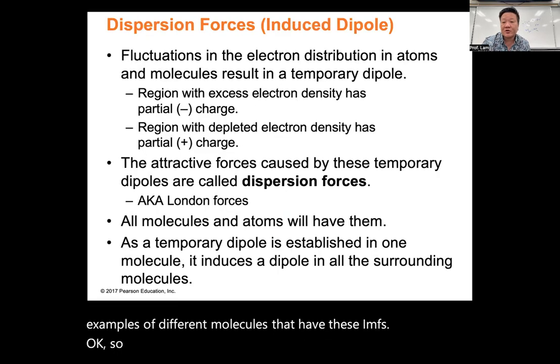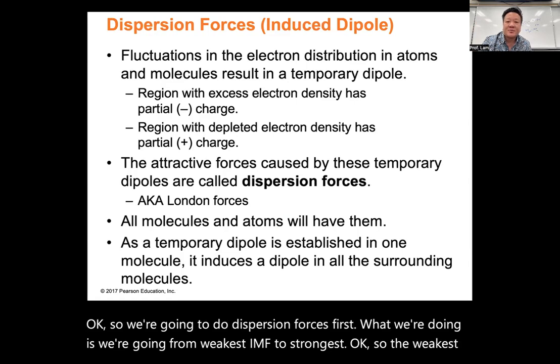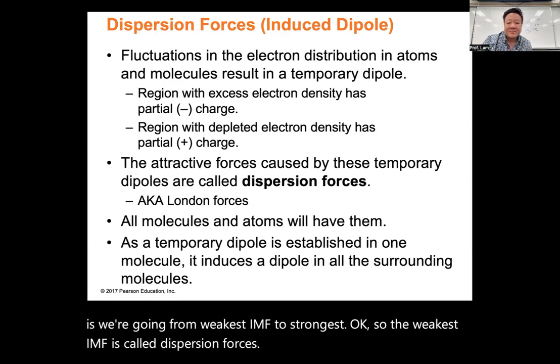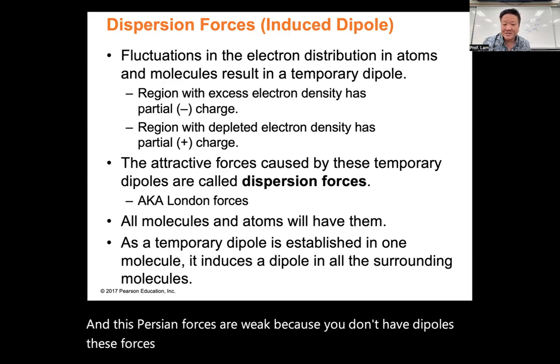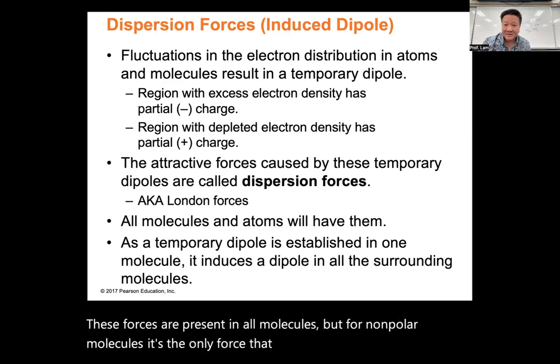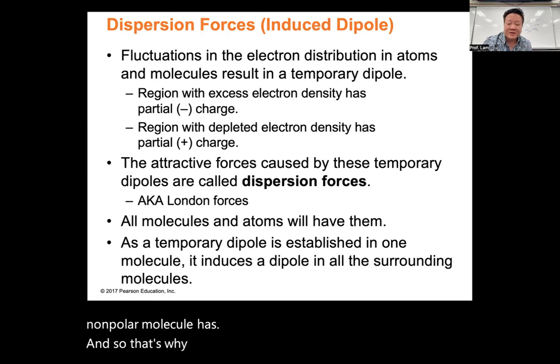Okay, so we're going to do dispersion forces first. What we're doing is we're going from weakest IMF to strongest, okay? So the weakest IMF is called dispersion forces. And dispersion forces are weak because you don't have dipoles. These forces are present in all molecules, but for nonpolar molecules, it's the only force that a nonpolar molecule has. And so that's why people often associate dispersion forces with nonpolar molecules.